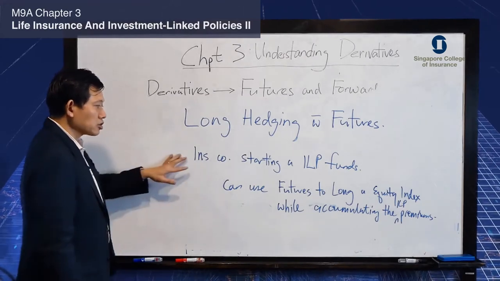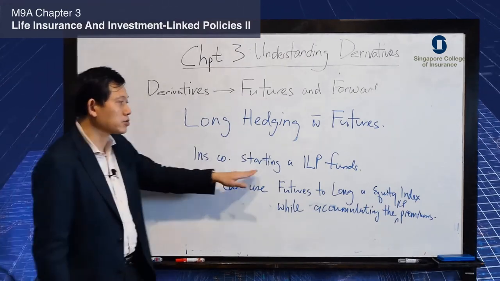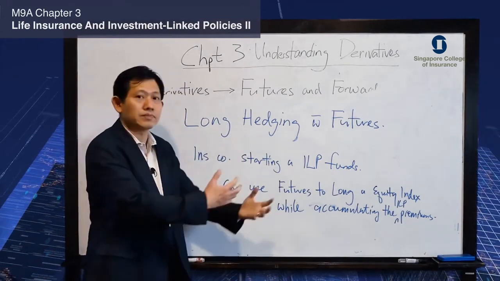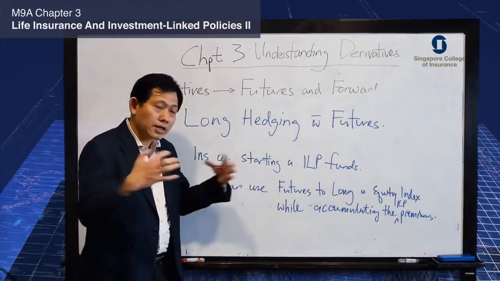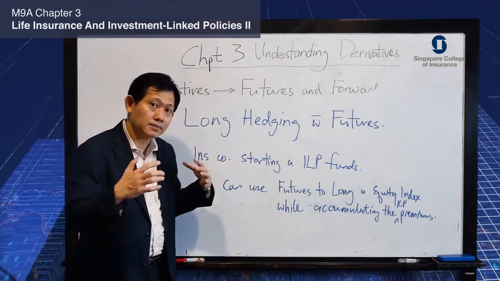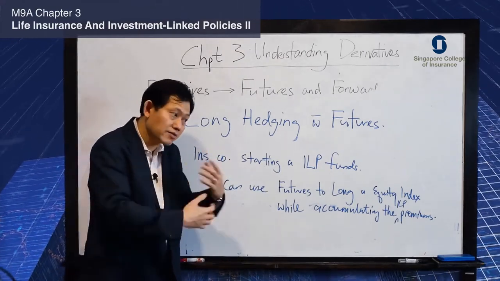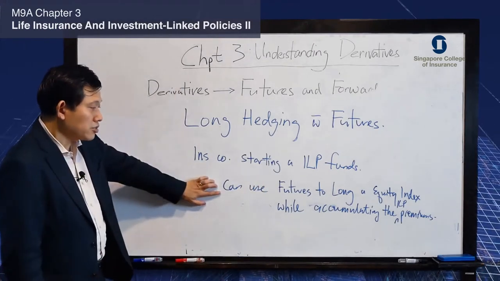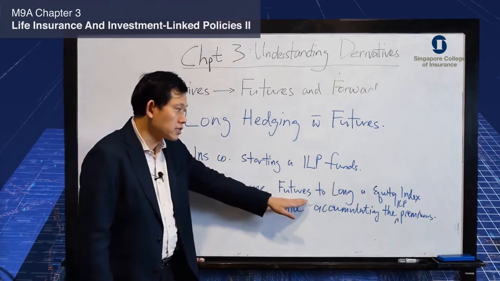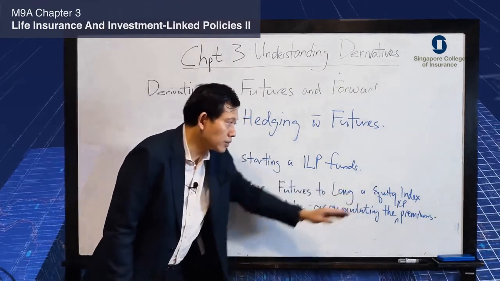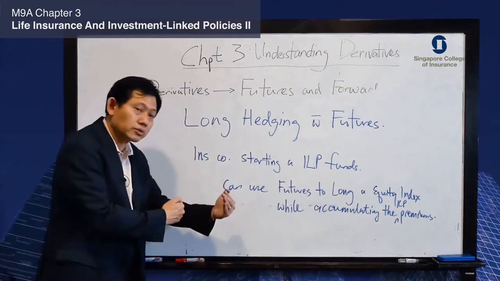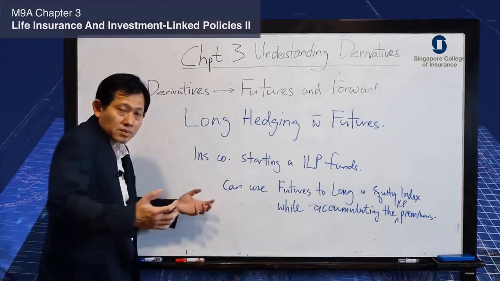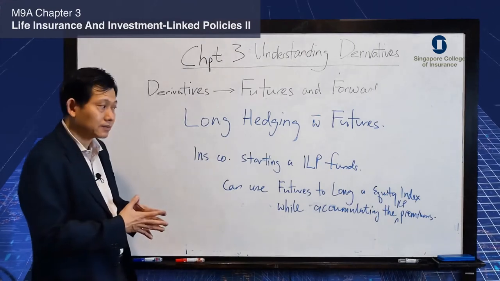Example, let's assume that an insurance company launched a new investment-linked policy fund, say the emerging market funds. We are collecting the premium from the clients. It takes time to collect the premium because it takes time for the insurance advisor to sell the products. The insurance company can make use of futures contracts to long an equity index, say 3 months down the road, while collecting the premium on a very large scale from the clients.